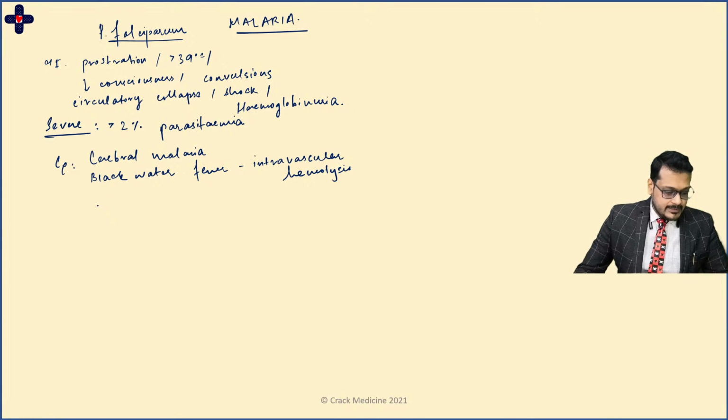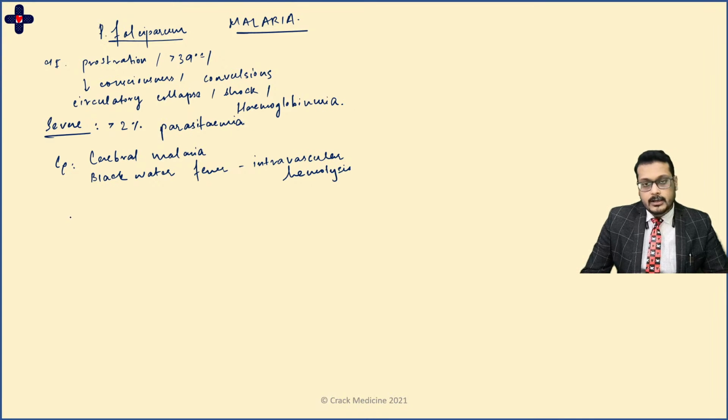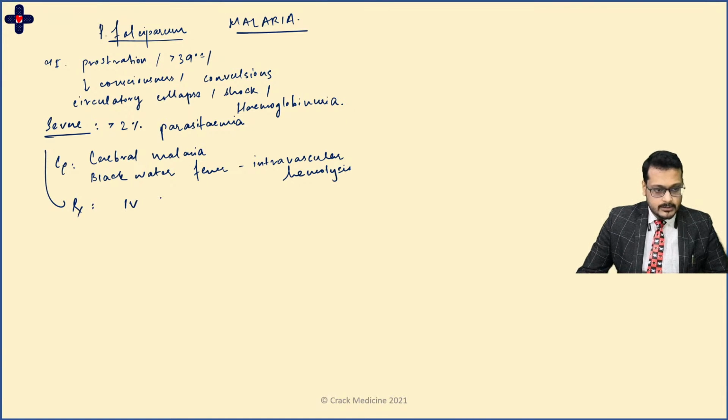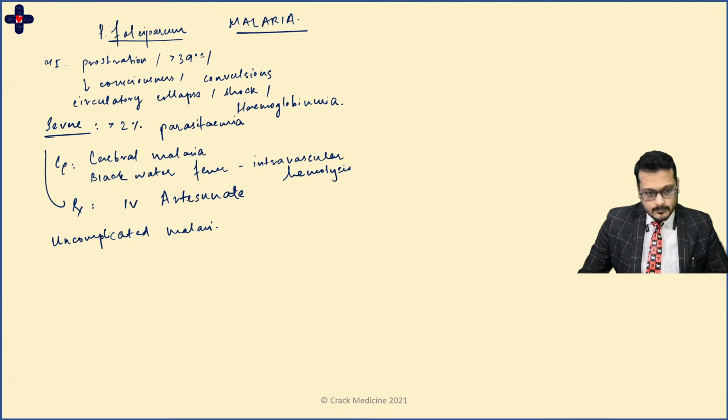Okay, and you can have DIC, you can have seizures, coma, hypertonia, upgoing plantars, all of these pointing towards cerebral malaria. In severe malaria, the treatment will be very simple: IV artesunate. And in uncomplicated falciparum malaria, you can have treatment giving combination therapy.